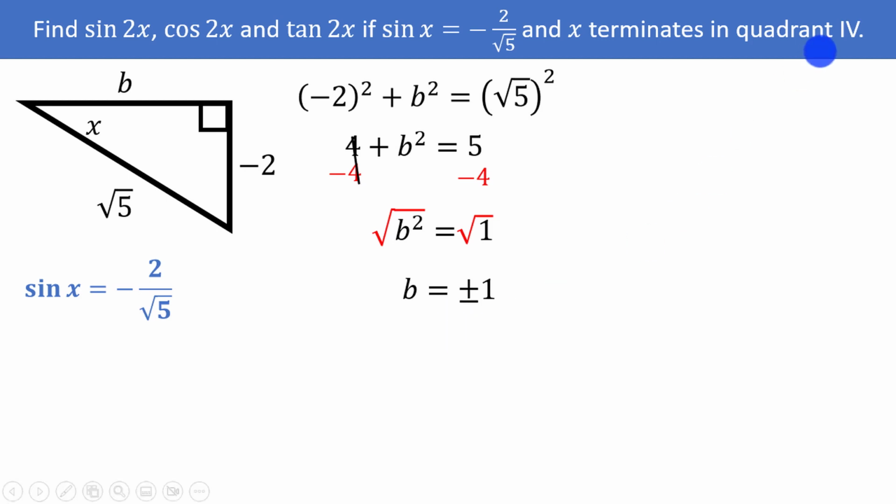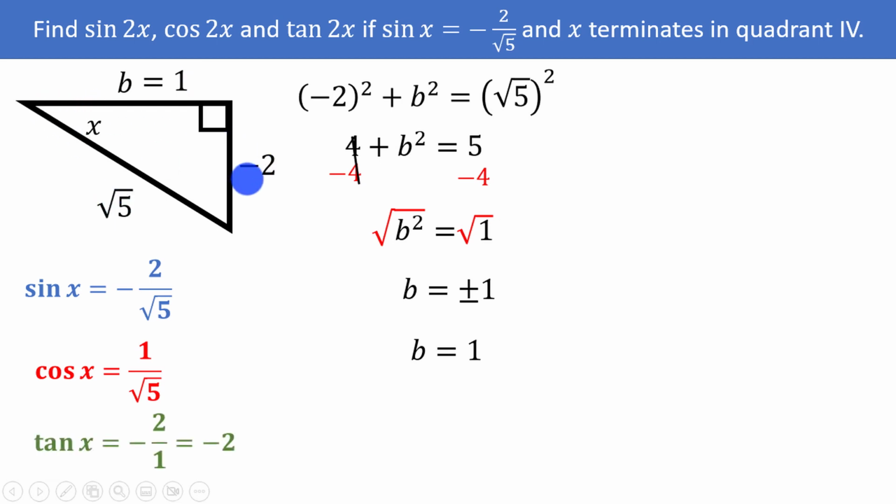Since we are in quadrant 4, and b represents the x-coordinate, we must take the positive square root, since x is positive in quadrant 4. We can put b equals 1 onto our triangle. Now we can solve for cosine and tangent of x. Cosine of x is adjacent over hypotenuse, or 1 over the square root of 5. Tangent of x is opposite over adjacent, or negative 2 over 1.